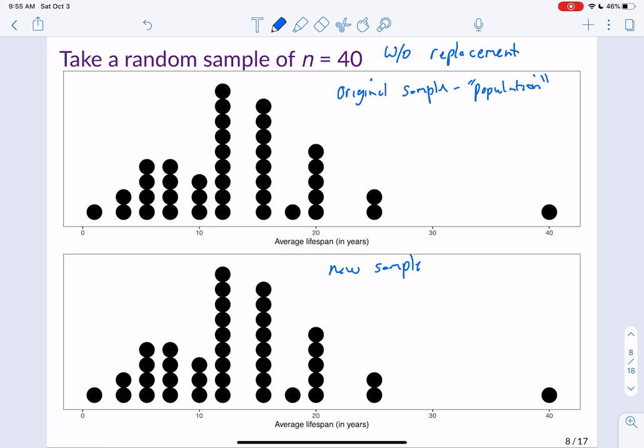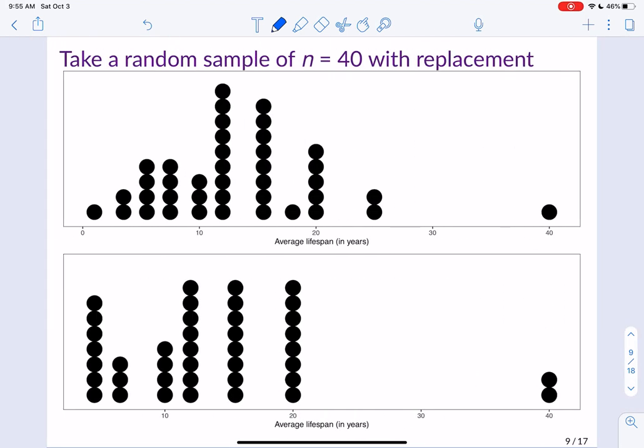But what happens if after I draw the number 3, I put it back into the hat? What happens if I were to draw the number 25 and put the number back in the hat? Well, then number 3 and number 25, the values corresponding to those numbers, could be repeated again and again. And that's the idea behind taking a sample with replacement. So again, here we've got our original sample on the top, which we're going to consider our population. And we're going to do a random sample of size 40 with replacement. And that's what we're seeing down here in the bottom.